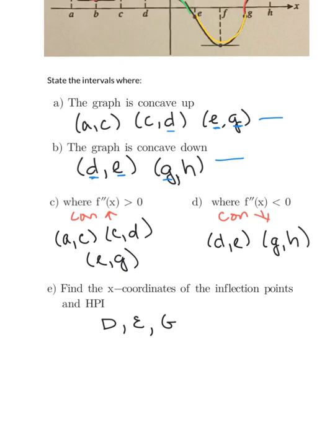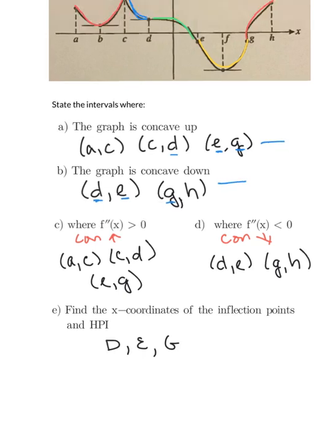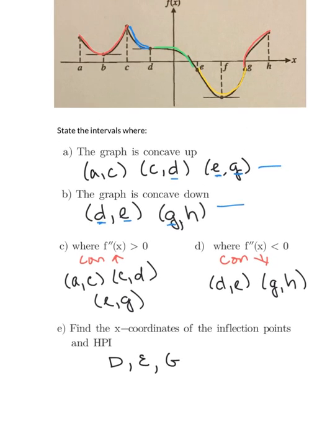The other thing that it asks about is HPI, horizontal points of inflection. That we talked about in section 10.1, and what that means is you changed concavity, but you stayed increasing or decreasing. If you look at D, E, and G, if you look at all three of these points, at D, we stay decreasing. At E, we stay decreasing. And at G, we stay increasing. So all of them are HPIs.